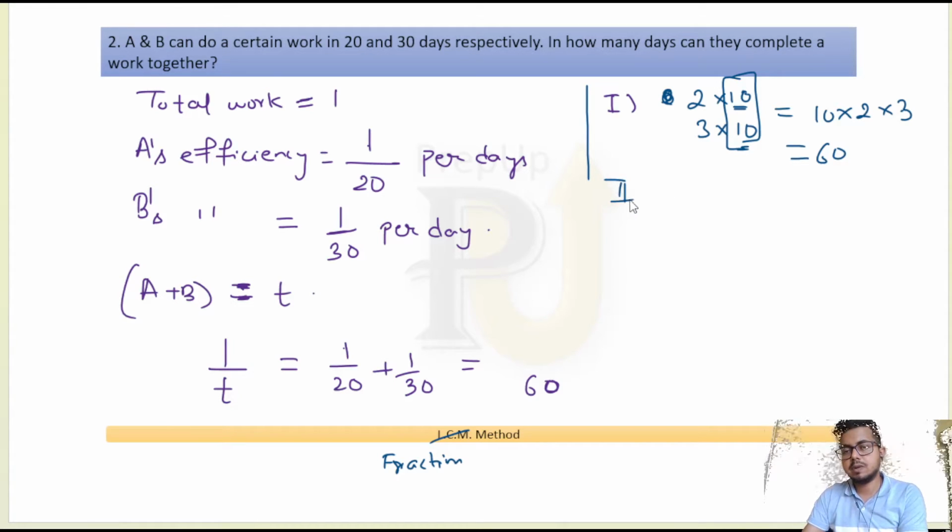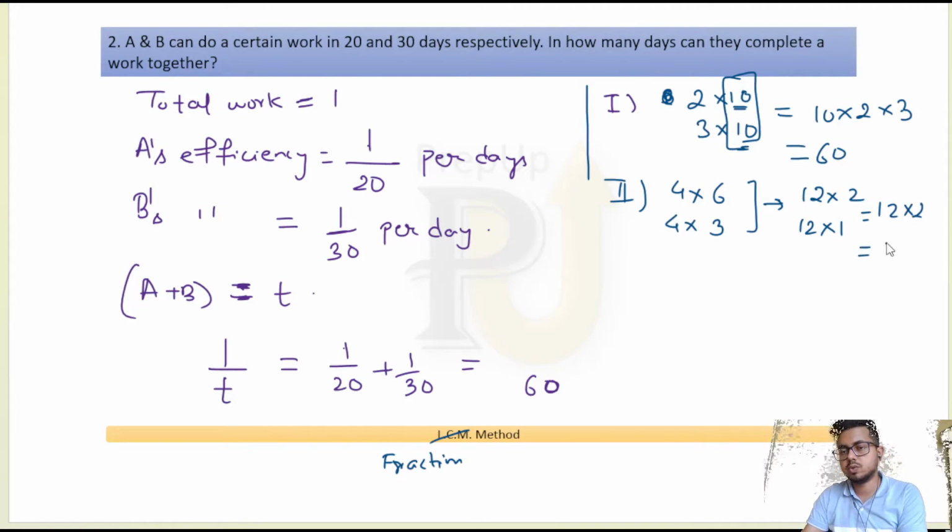The second method, I would take another number here. If I'm taking 4 into 6 and 4 into 3. Now this LCM would not be possible in this way, I would have to write this in a different way. How would I write this? 12 into 2 and 12 into 1. Now since I see this, I would find the LCM as 12 into 2 into 1, that is 12 into 2 as 24.